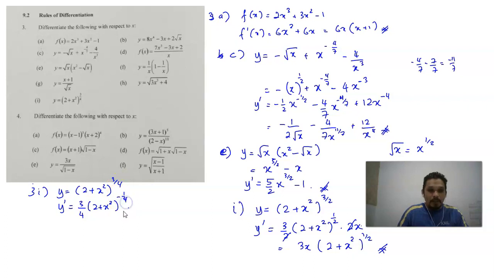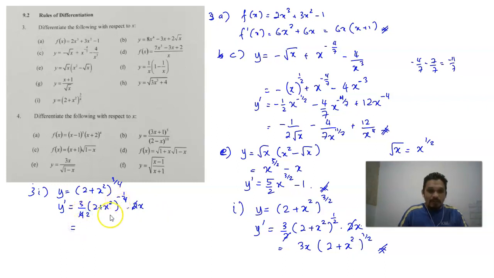Okay, so with the rules of differentiation, we differentiate from outside to inside. What's the outside term here? The index or power 3 over 4. Then 3 over 4 minus 4 over 4 equals negative 1 over 4. Then don't forget, we need to multiply with the derivative of the function inside: differentiate 2 equals 0, x squared equals 2x. Okay, so 2 and 4 here become 2.